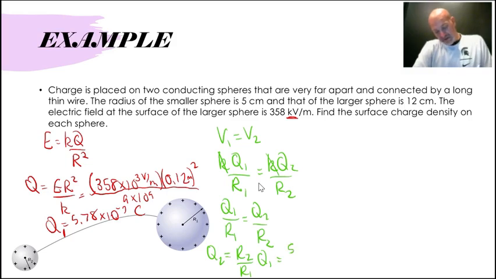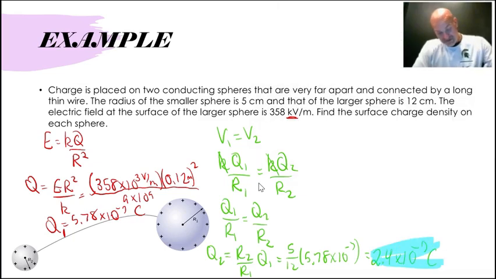And so that ends up being 5 over 12 times the number we just calculated, 5.78 times 10 to the negative 7th coulombs. Now this number I did write down. This is 2.4 times 10 to the negative 7th coulombs. So this is the charge on the second sphere, the small one. This is the charge on the big one. Now we can figure out the sigmas, the surface charge on each one of them.